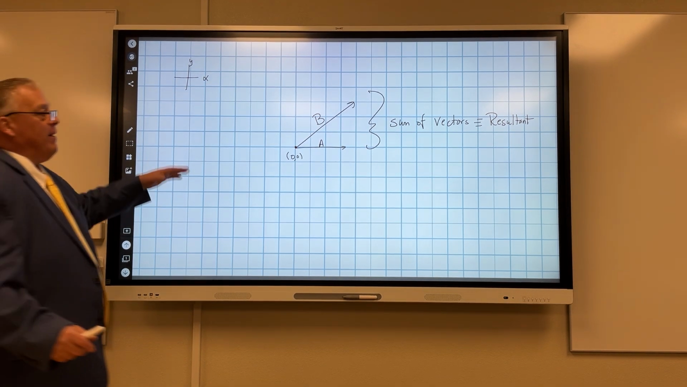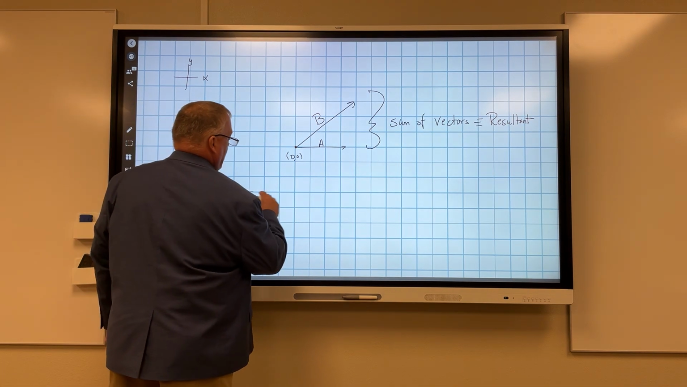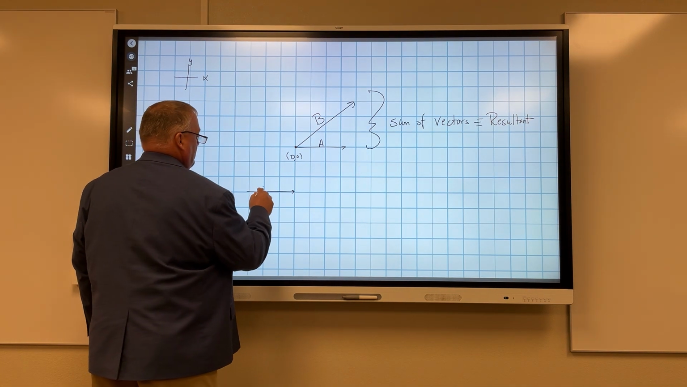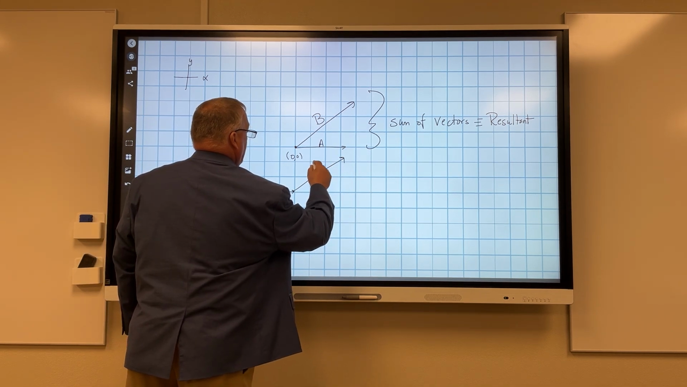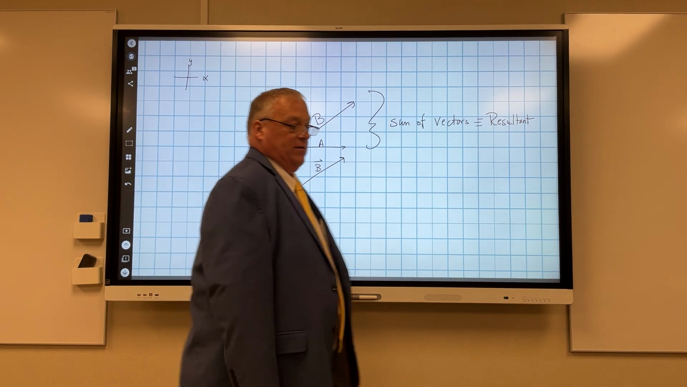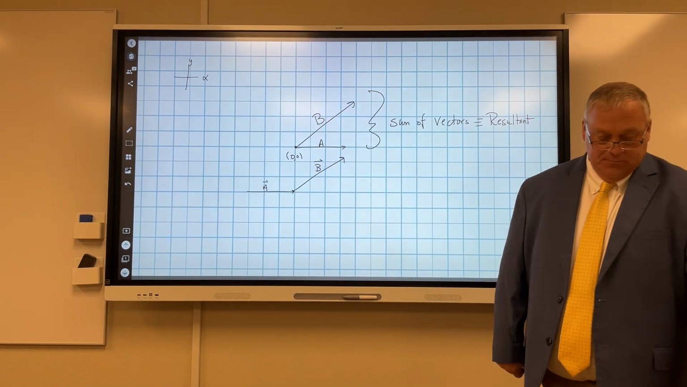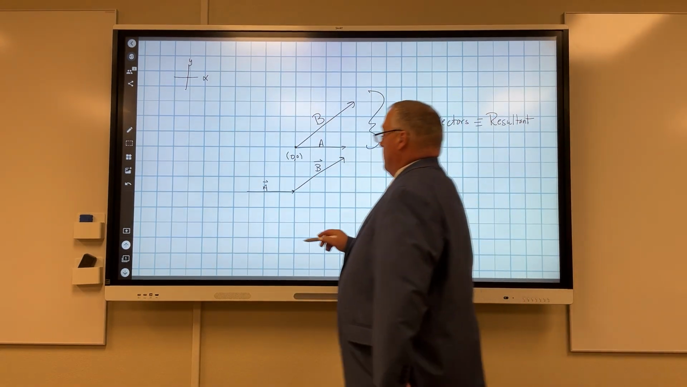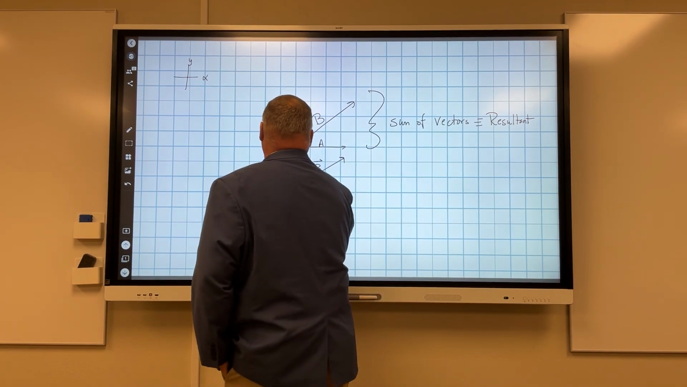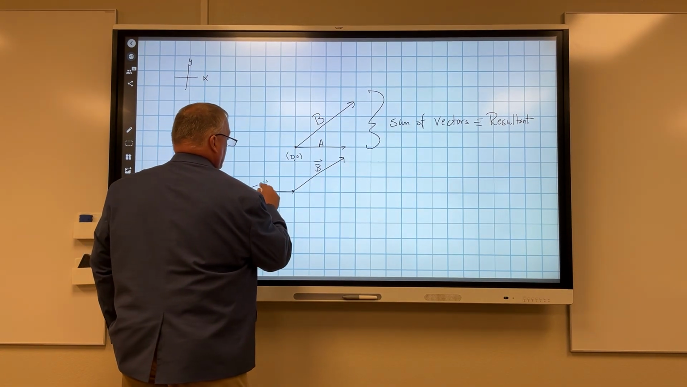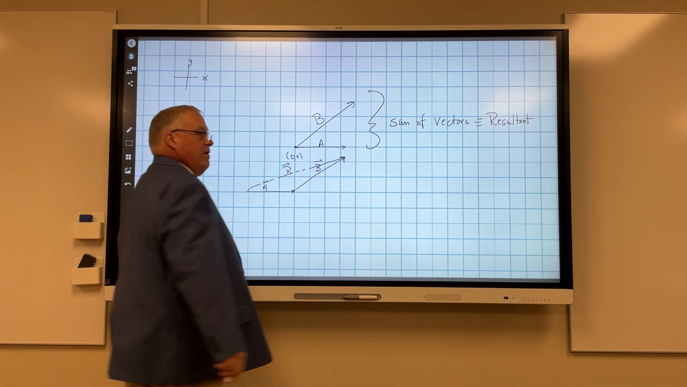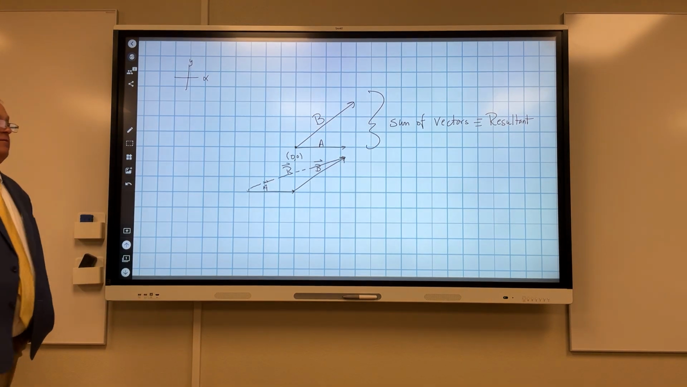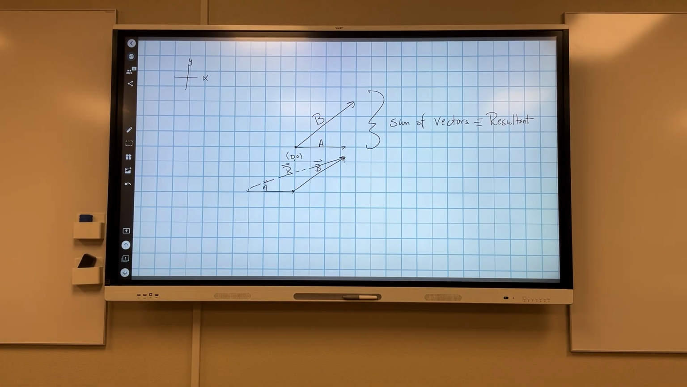So we want to sum our vectors. We can do this graphically. This is vector A, and then we can do it like this, vector B. The resultant vector here starts at our origin, comes up here, and it's resultant vector R. Now, let's go back and look at vector A and vector B.